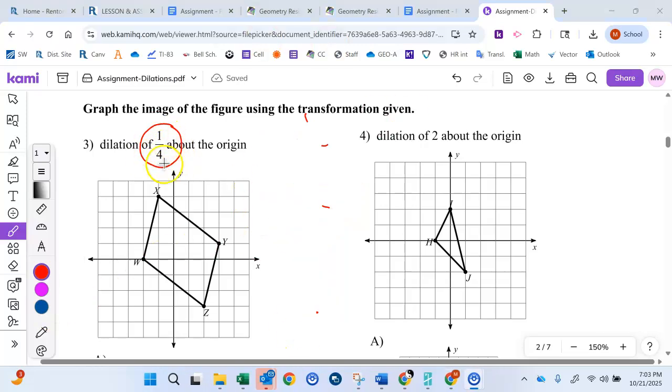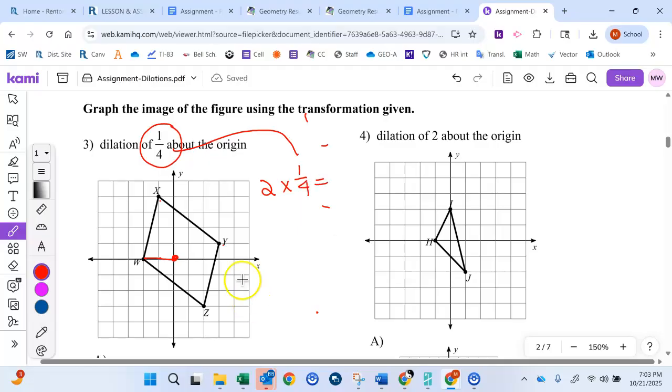Okay, so if this is a dilation of 1/4 about the origin, it means that from this point, I can find any other point. It can be X or Y or W. I'm going to start with W. So W right now is 2 away. So I'm going to go 2 times 1 over 4. What does that equal?